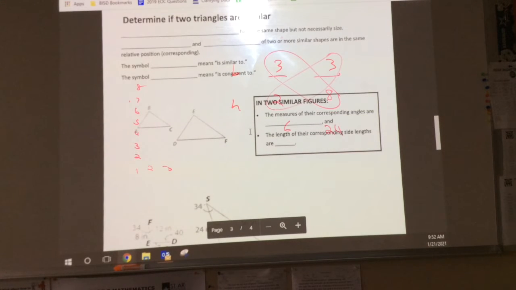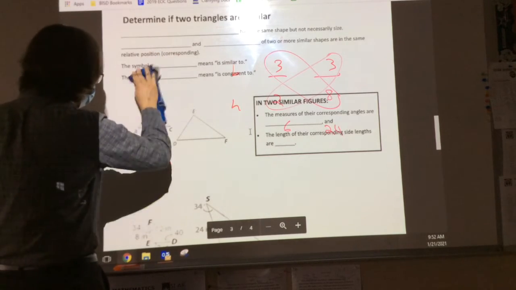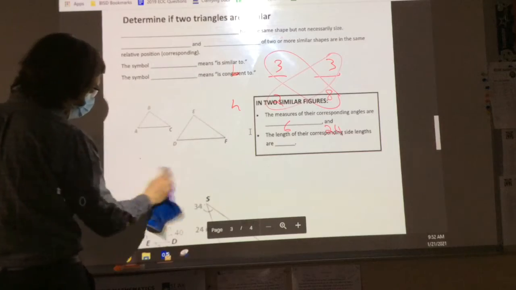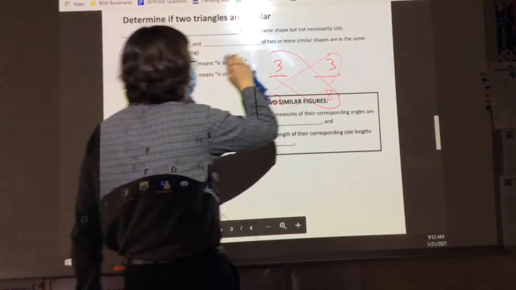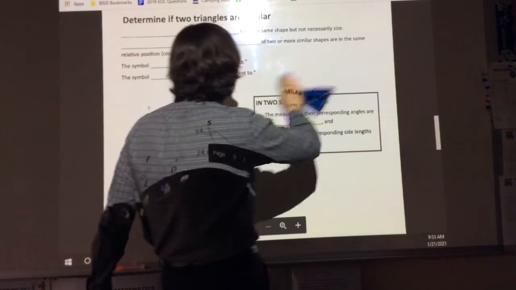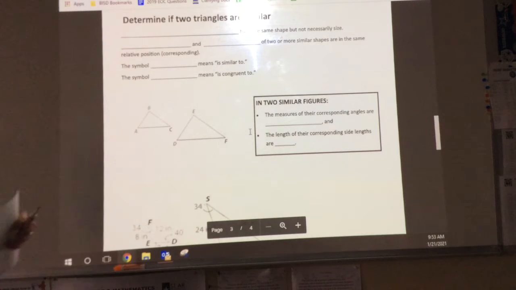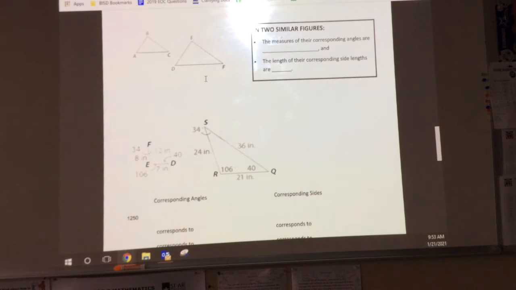I got some basic stuff up here. This top part is the exact same thing, just talking about how similar figures are the same shape, but different sizes. And then what we're going to look at now is more specifically triangles. There's not many shapes we're going to cover in this unit. It's going to be pretty much triangles and squares or rectangles. So today we're going to focus on triangles.